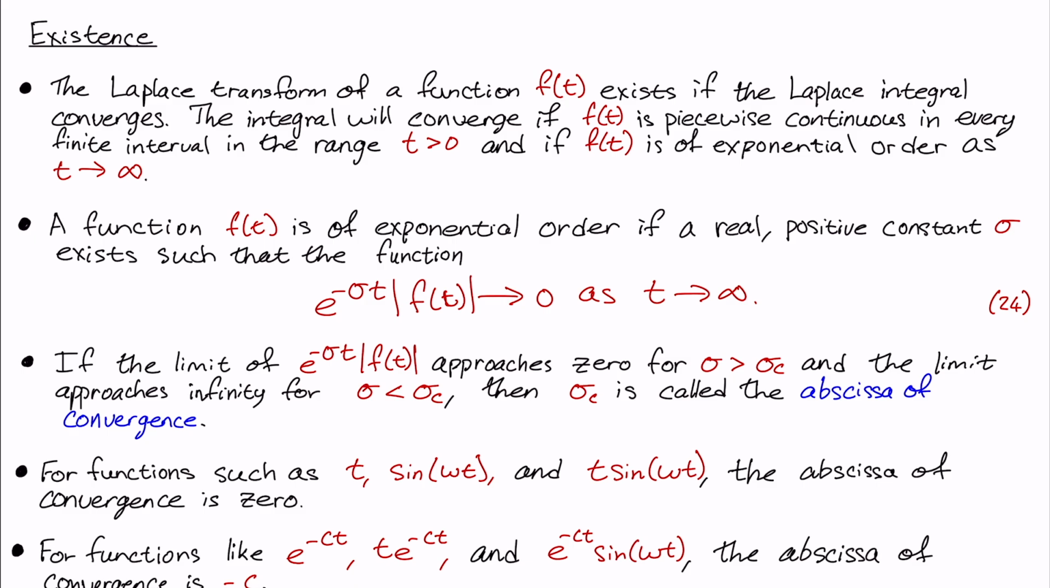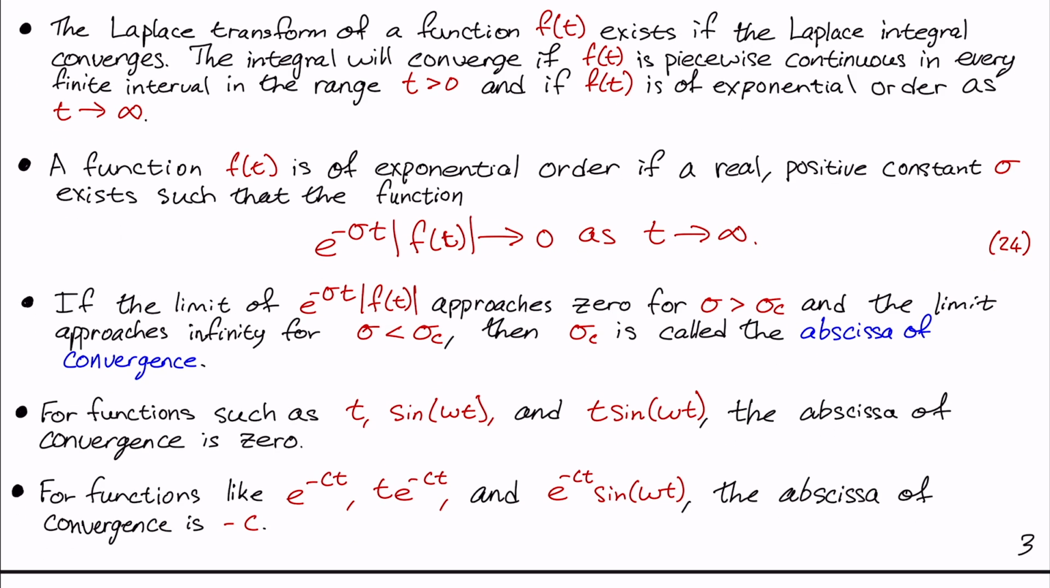So in the limit, if e to the minus sigma t times the magnitude of f of t approaches 0 for sigma being greater than some other constant sigma sub c, and the limit approaches infinity for sigma less than sigma sub c, then we'll call this constant sigma sub c the abscissa of convergence. And we're going to go look at what that is for a few different functions.